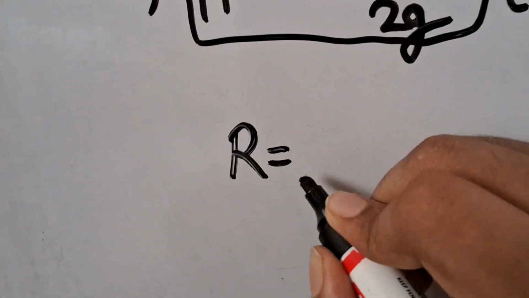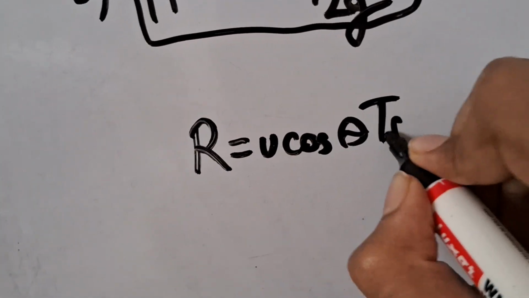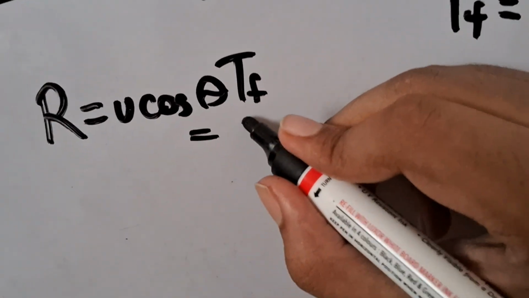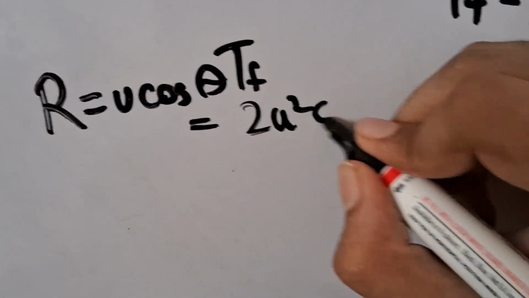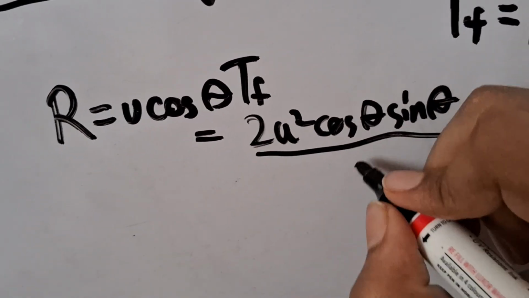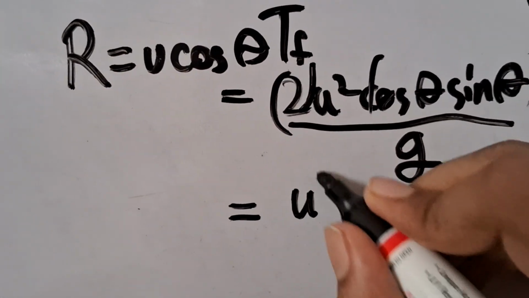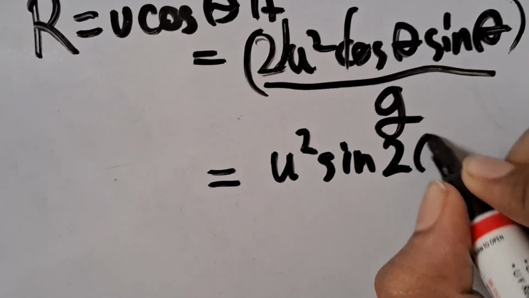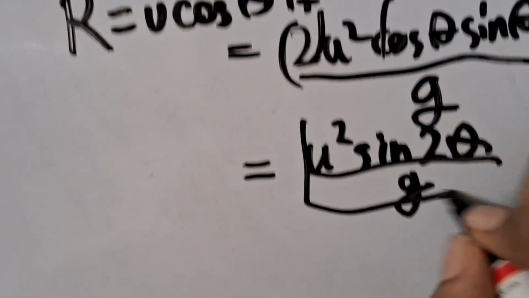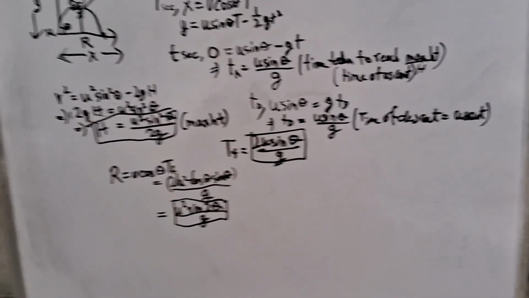So R is basically u cos theta times t_f, which is multiplied by 2u sine theta by g. This can also be written, you know what this is, as u square sine 2 theta by g. It's not sine square theta, remember. This is the horizontal.